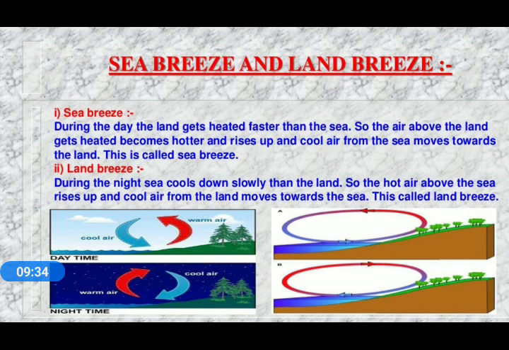So at night that kind of air circulation is formed, and that is known as the land breeze. What is sea breeze? When cool air moves from sea to land, that is called sea breeze. And when the cool air moves from land to sea at night, it is called land breeze.